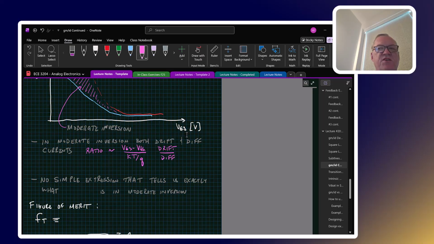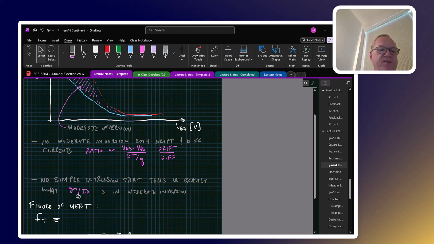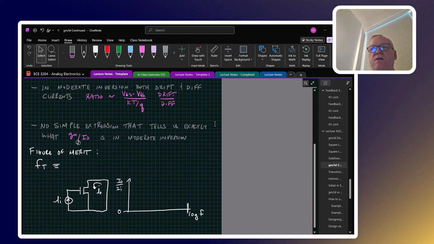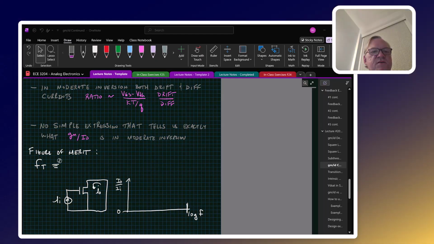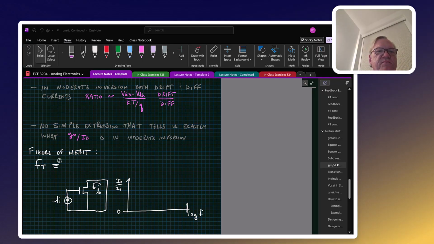There's no simple expression that tells us exactly what GM over ID is in this region. We know we have both elements of the current, drift and diffusion. So we're going to come up with some other figures of merit that are going to help us figure out a way to algorithmically design amplifiers. We're going to look at those in today's lecture, and then we will look at how we use them in an upcoming lecture. So the first figure of merit that we're going to look at is something we call the transition frequency.